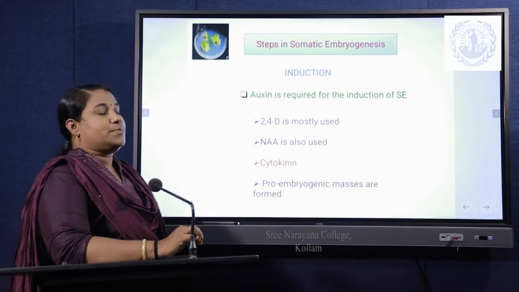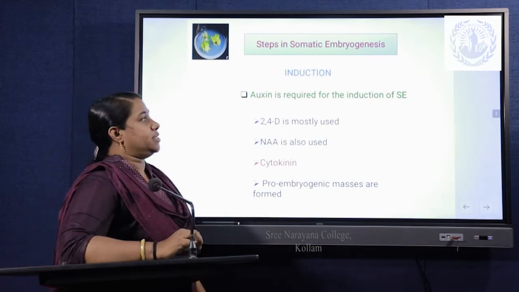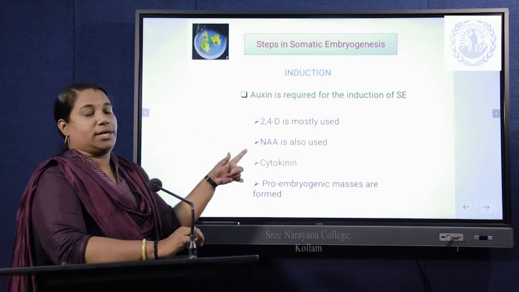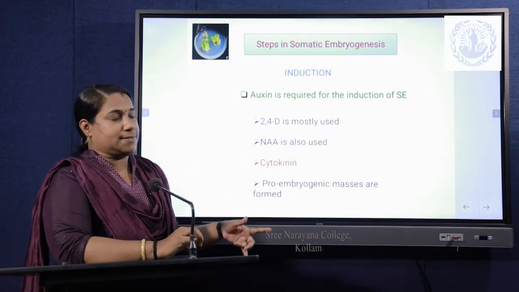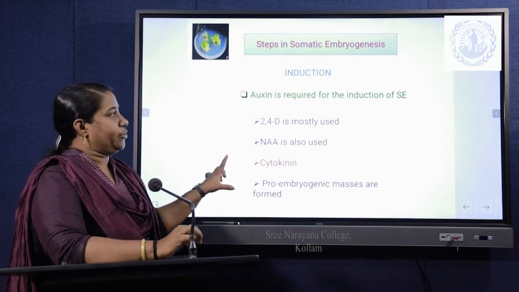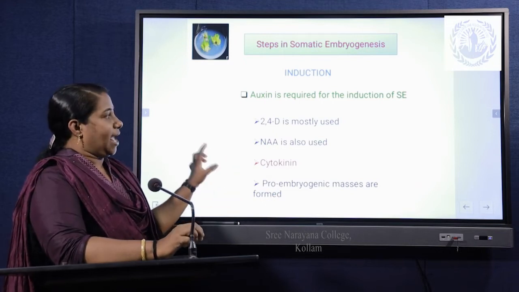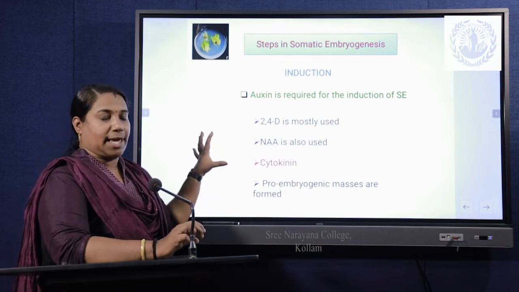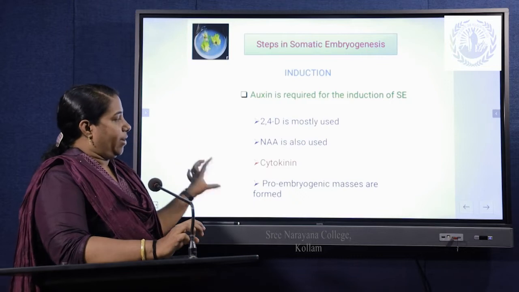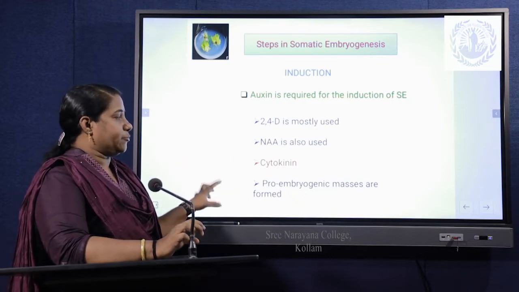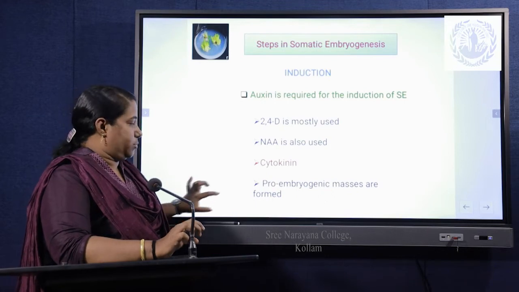Then comes the steps in somatic embryogenesis. First, the induction. As we told, auxin is required for the induction of somatic embryogenesis. Auxins such as 2,4-dichlorophenoxyacetic acid and naphthalene acetic acid are added in the somatic embryogenic medium, whereas the cytokinin kinetin is added, and it is for the pro-embryogenic masses to be formed.